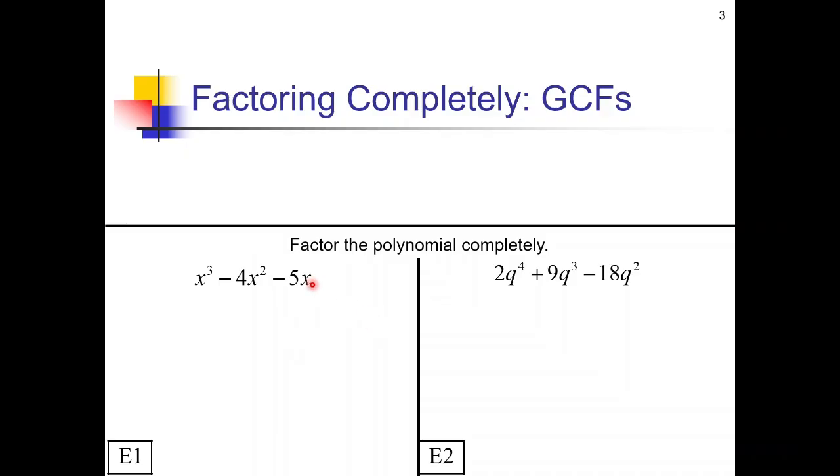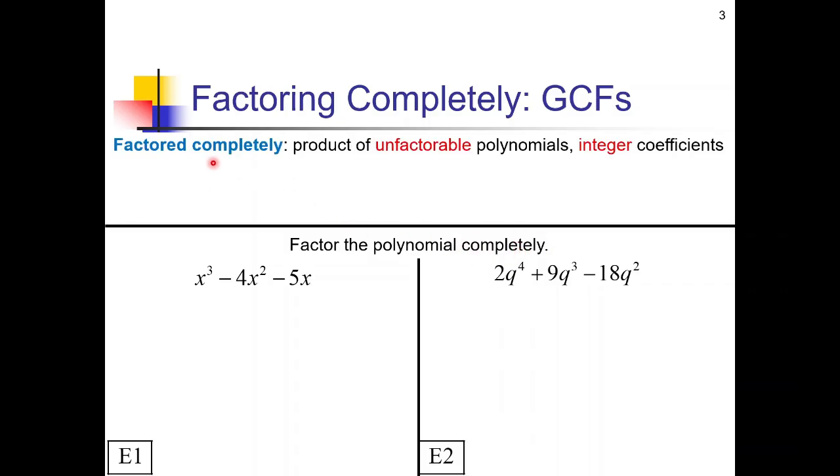We see that they're telling us to factor the polynomial completely. This completely part is kind of important. What we mean by factoring completely is that we want the product of unfactorable polynomials. So basically factor it till you can't factor it more. And also we want integer coefficients. So we don't want any decimal or fractional things going on with our coefficients.